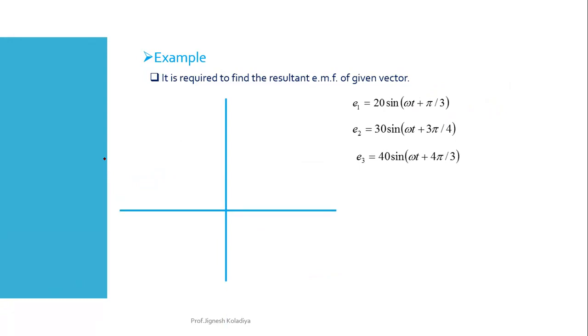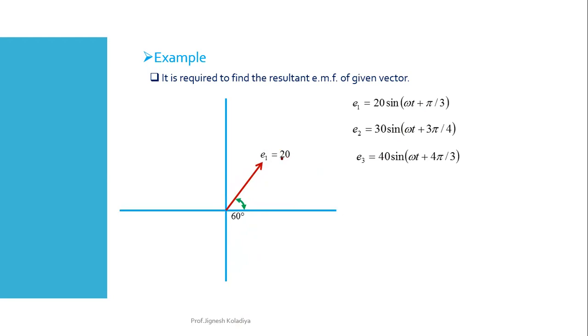Okay, so if numericals are asked from the parallelogram method, then normally you are given 2, 3 or 4 vectors, right? So the very first step is to draw the vectors. So E1 first, what is it? 20 sine omega t plus pi by 3. Pi by 3 means 60 degree, right? So my first vector is at 60 degree.